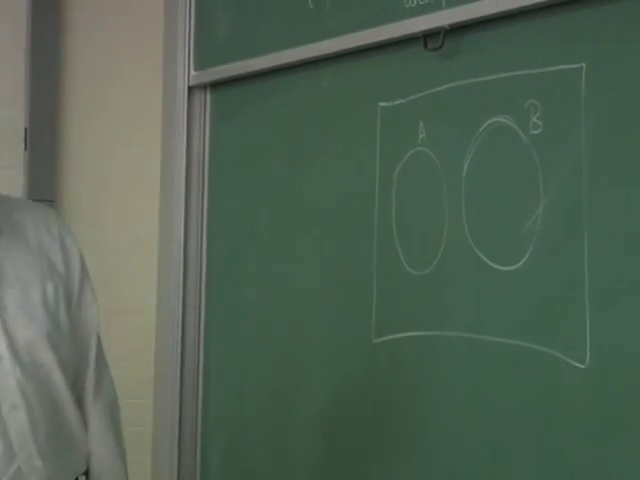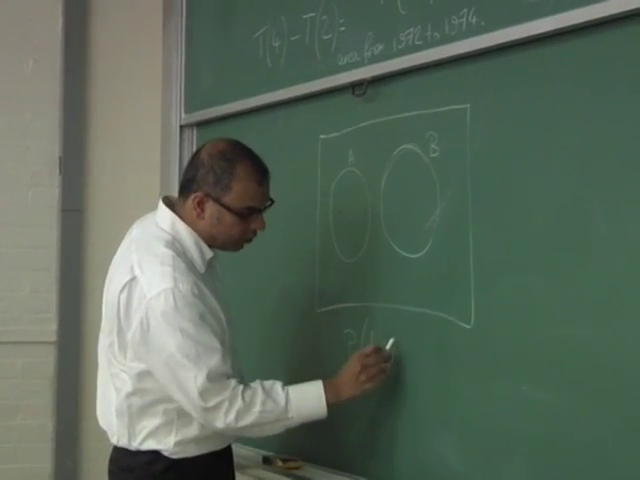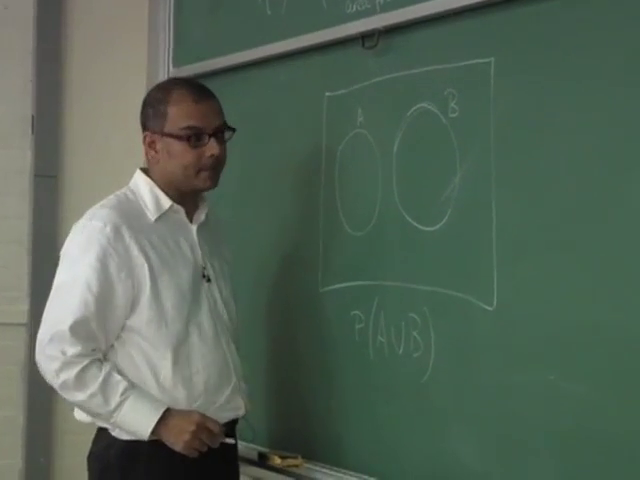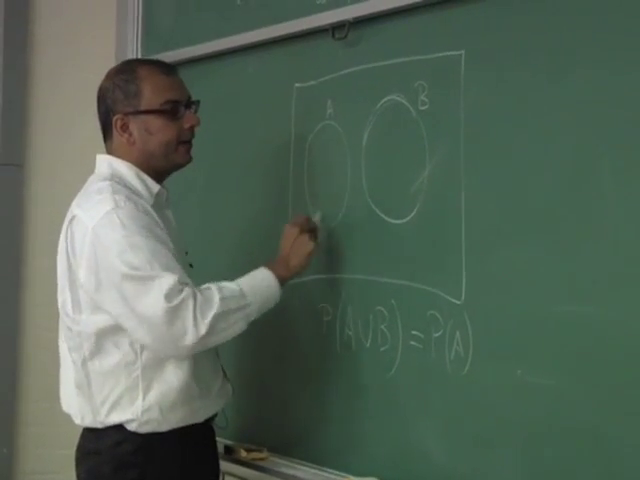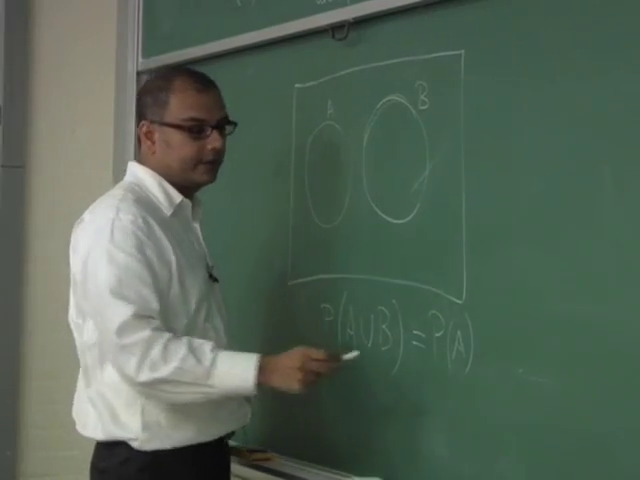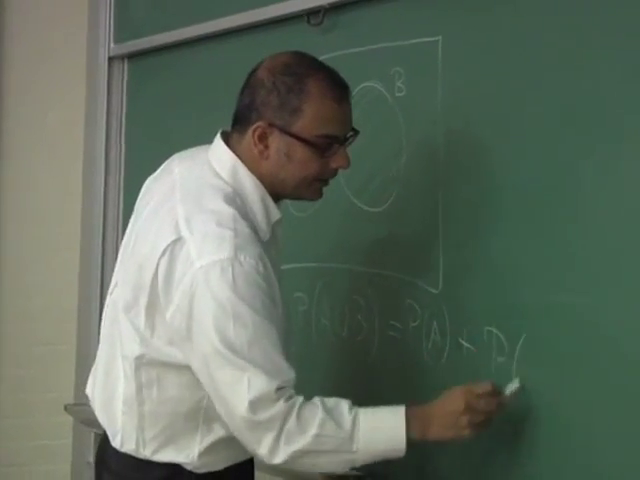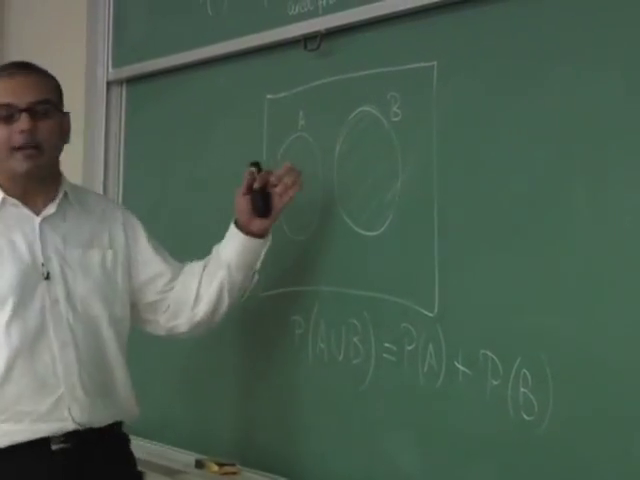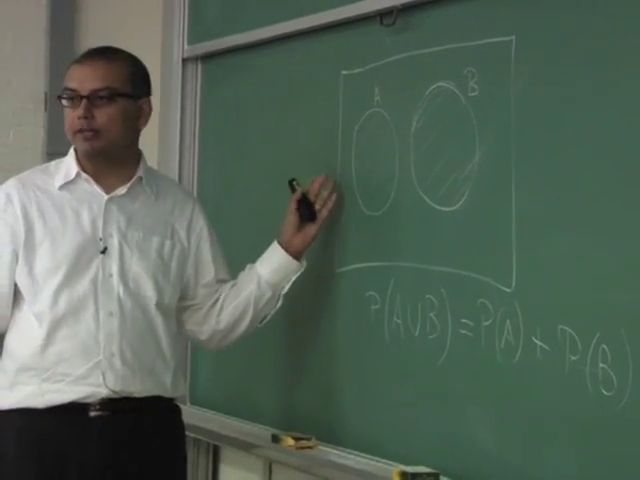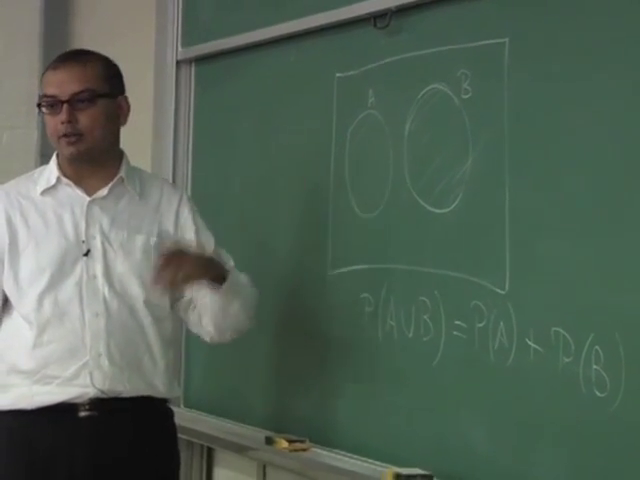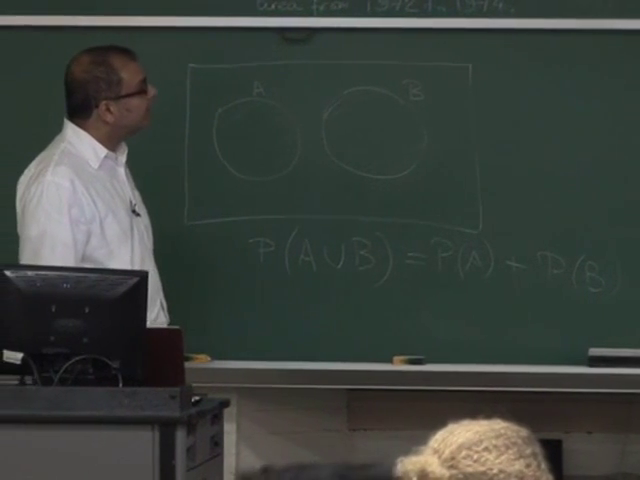So in that case, the probability of A or B is the probability of A. You could think of it as the area of this first circle plus the probability of B, the area of the second circle. It wouldn't always be the area. If the probabilities were uniformly distributed over this space, then you could think of it as area. But otherwise, it would be some function of that area. Okay.